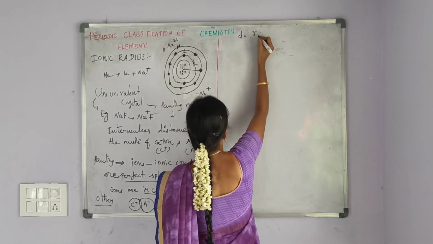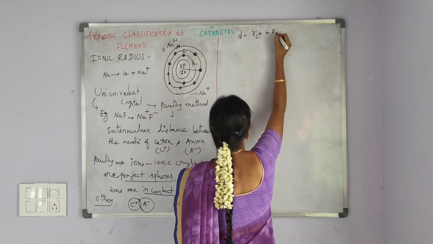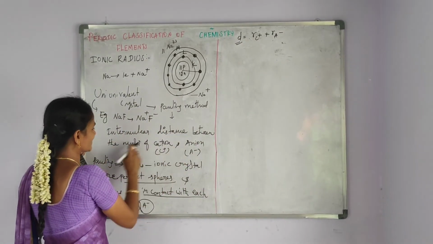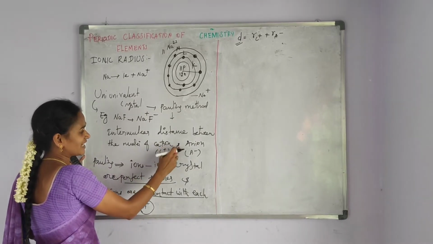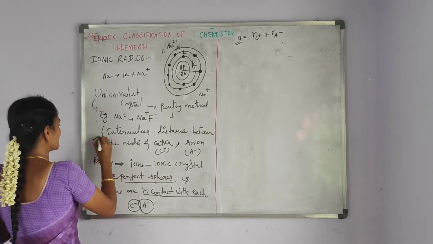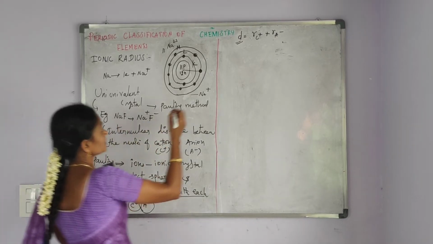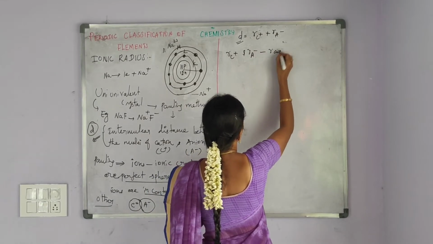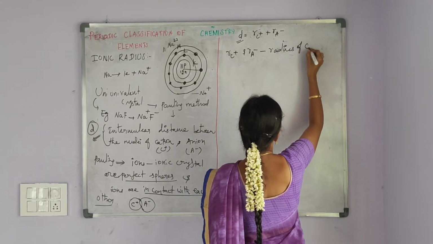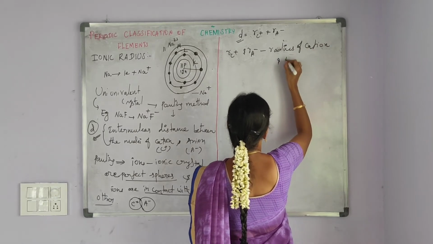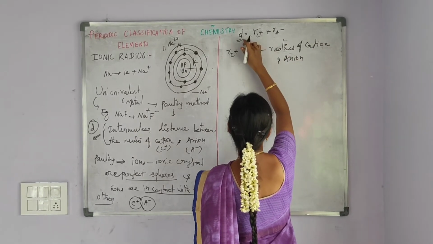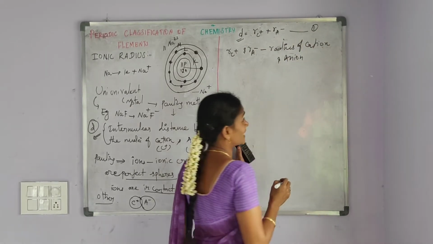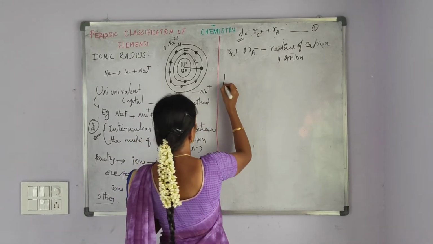D is equal to Rc plus Ra minus. Here D is the internuclear distance between the nuclei of cation and anion. Rc plus and Ra minus are the radius of cation and anion. D is equal to Rc plus Ra minus is considered as equation number 1.